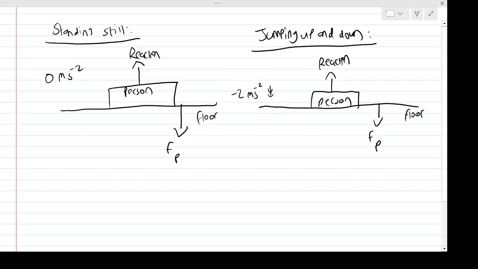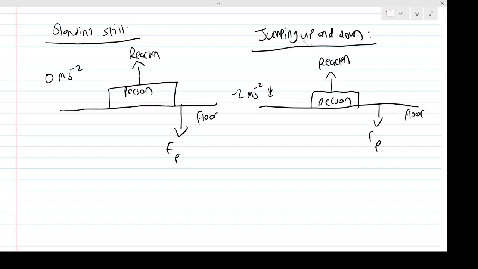Now think about this again, I guess more realistically. If you're standing still, are you going to be putting on the same force on the floor as if you're jumping up and down on the floor? I think if you're jumping up and down on the floor, you're going to be putting a lot more force and pressure onto the floor. Okay, so I expect the force here to be bigger than here.